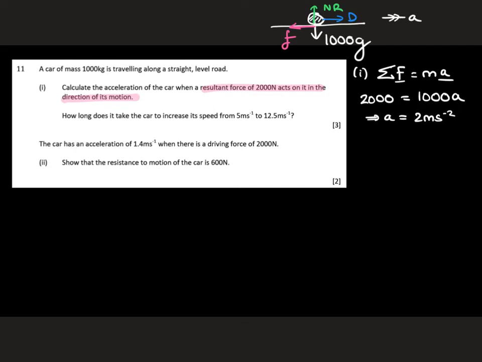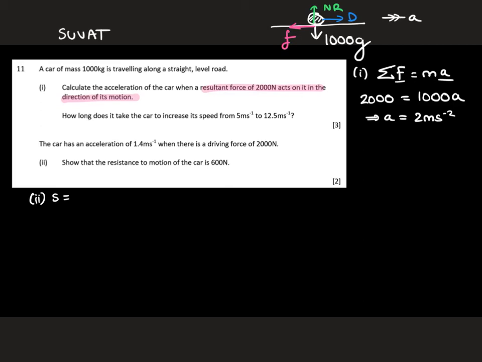Now, how long does it take the car to increase its speed from 5 meters per second to 12.5 meters per second? Now, part 2 relies on the assumption that the acceleration is constant. If the resultant force is constant, the acceleration will be constant, which means we can use the constant acceleration equations, or as some people like to call them, the SUVAT equations.